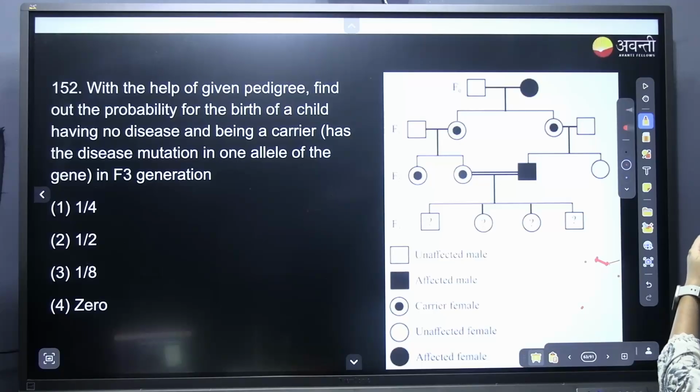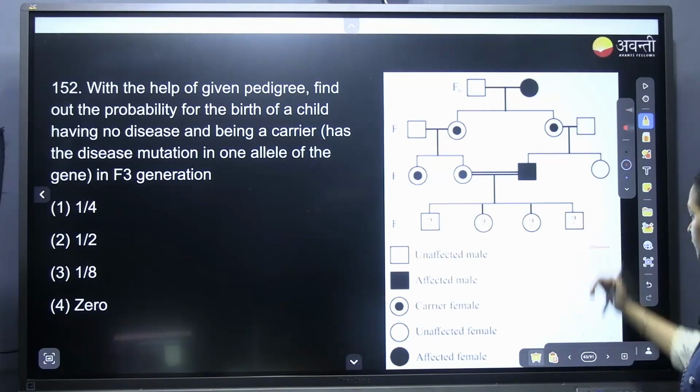Tell me, what kind of inheritance it is? Is it dominant or recessive? Dominant. Okay, anyway, find it.